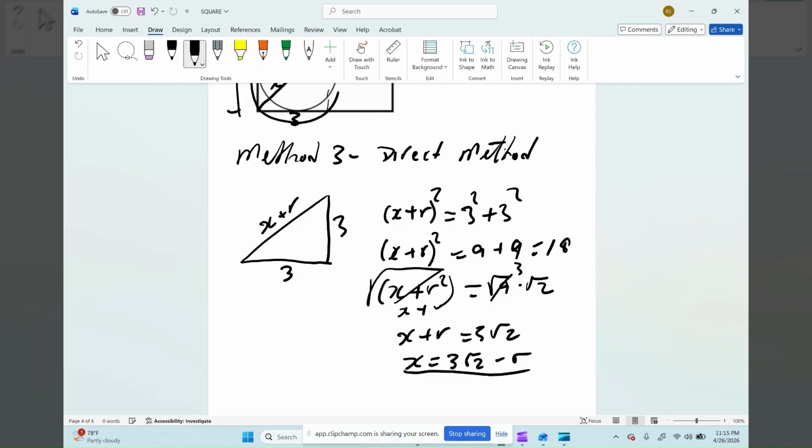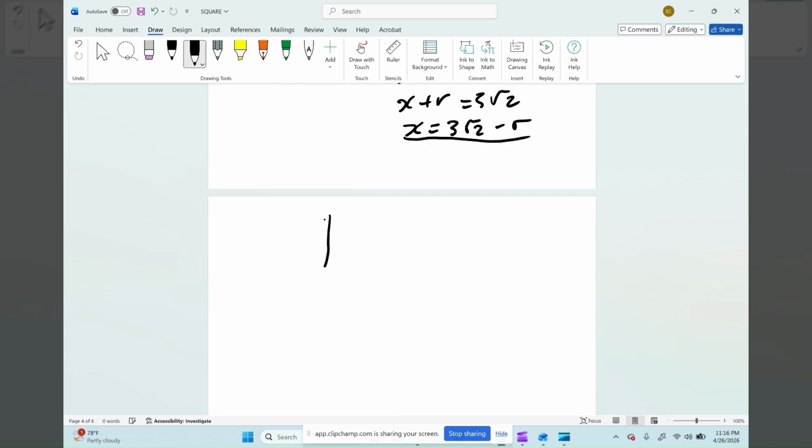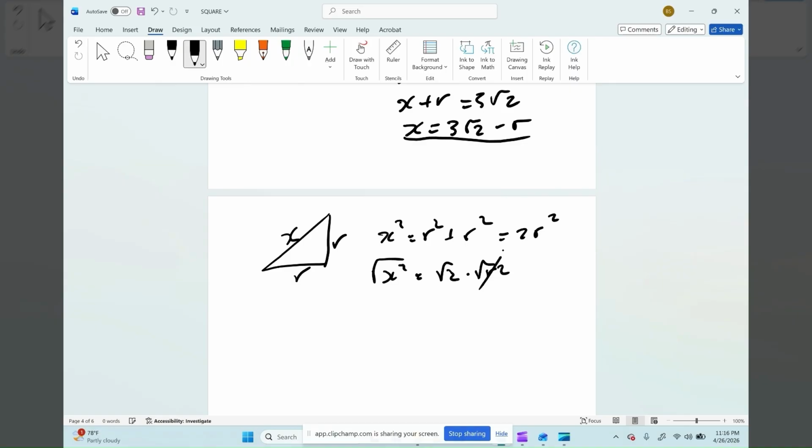Now let's concentrate again on just this little square right there, which is r and r. And let's bring it on. So we have here r, and this is x. Therefore, x squared is equal to r squared plus r squared, which is equal to 2r squared. Therefore, the square root of x squared is equal to the square root of 2 times the square root of r squared. That becomes r, that becomes x. Therefore, x is equal to r square root of 2.